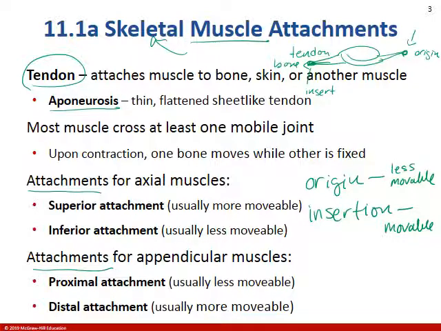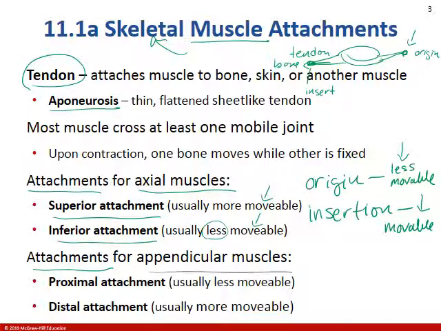But these terms, origin and insertion, did not always hold true for every muscle. So now they've kind of relabeled them. So for axial muscles, there's the superior attachment, which is usually more movable, and the inferior attachment, which is usually less movable. And then for appendicular, because remember when we talk about farther or closer to the trunk, we use proximal and distal.